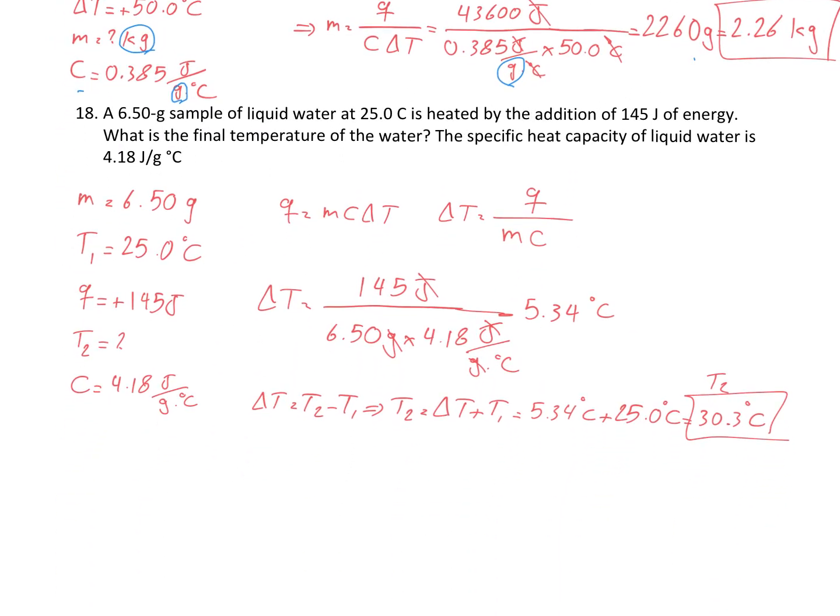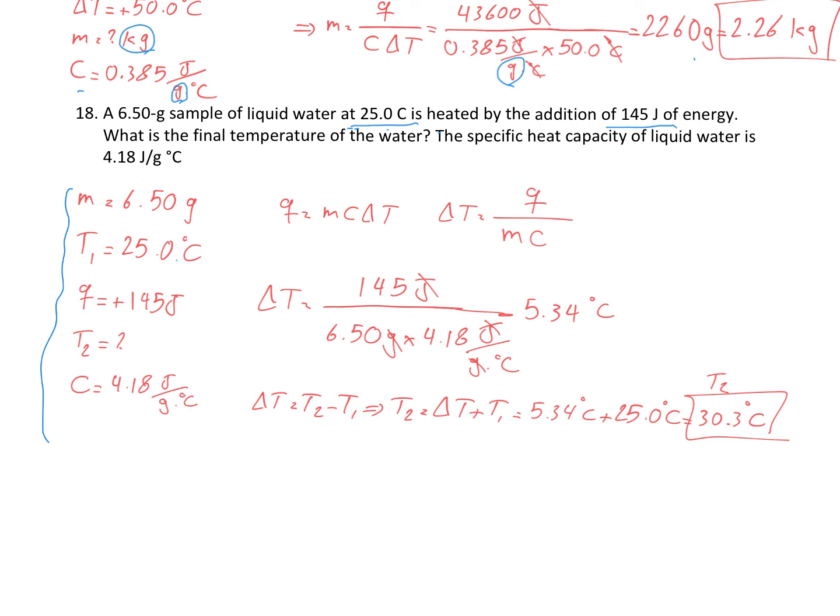Next question, again using the Q equals MCΔT equation. Always write down a summary of the information. You have the mass of water, and the initial temperature: a sample of liquid water at this temperature is heated up, so that's T1. T1 is 25, heated by the addition of 145 joule of energy. You're giving the energy, so the system is gaining energy. So that's a positive Q. Q is 145 joule.